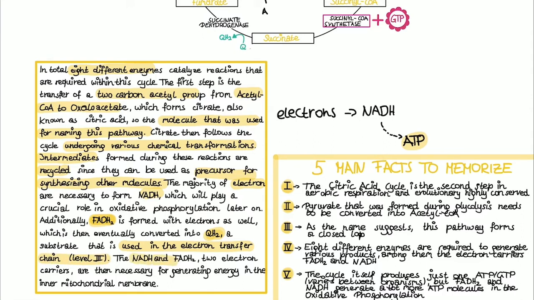So both of them, NADH and FADH2, are molecules that are necessary for generating energy in the inner mitochondrial membrane. Now you might wonder, within this cycle we produce just one ATP or GTP, which varies between different organisms, but this is the important step. We can use the 3 NADH and the 1 FADH2 that are produced during this cycle to generate a lot more ATP in comparison to glycolysis in oxidative phosphorylation. So as you might notice by now, this is important. So stay tuned and watch the next video.